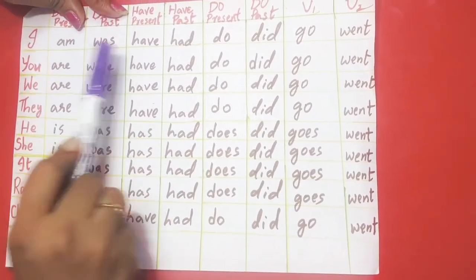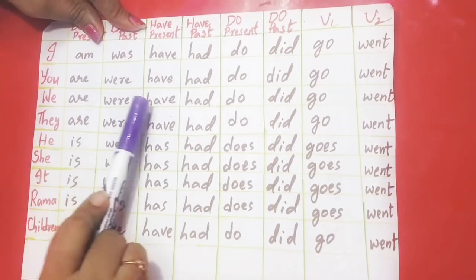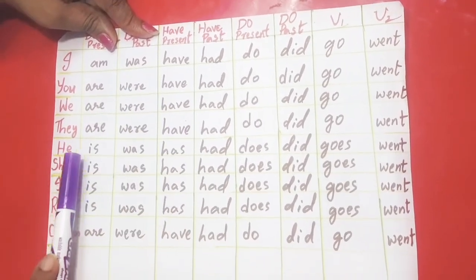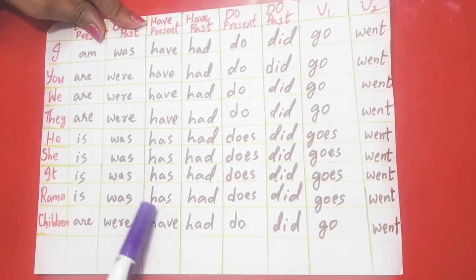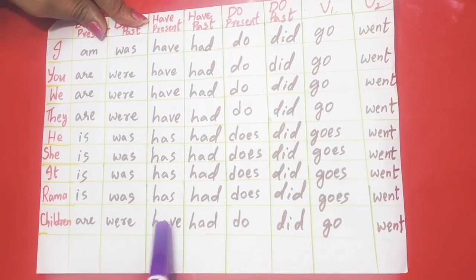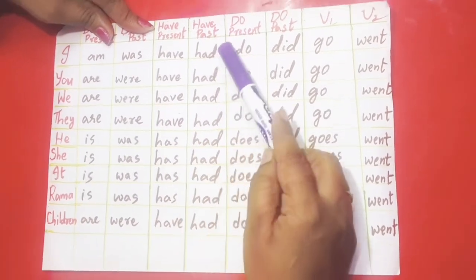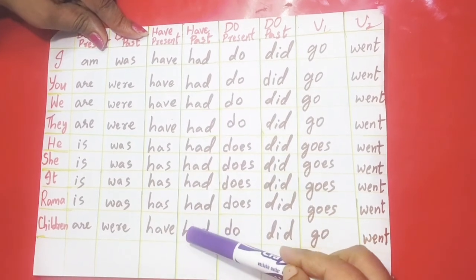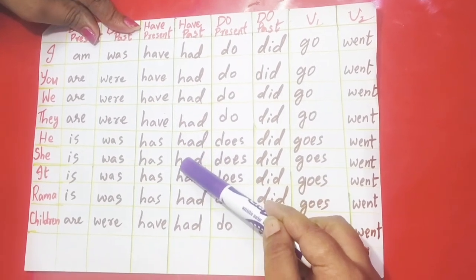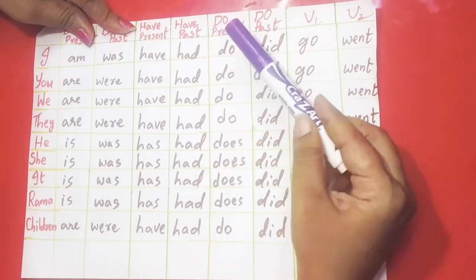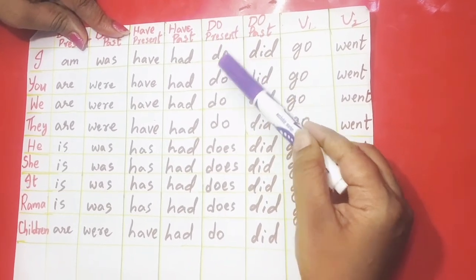So I have, you have, we have, they have. He, she, it, Rama has. Children have. Have past tense is had for every word. I had, you had, we had. They had, she had, it had. Rama had, children had.